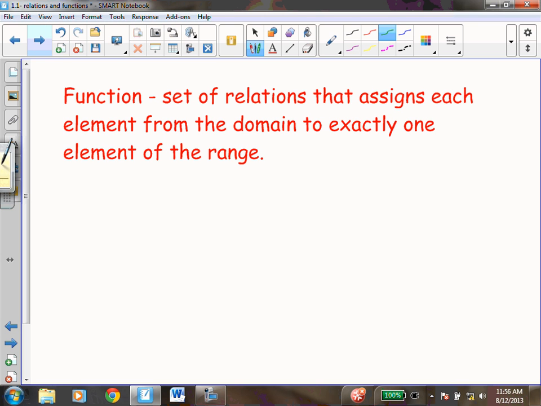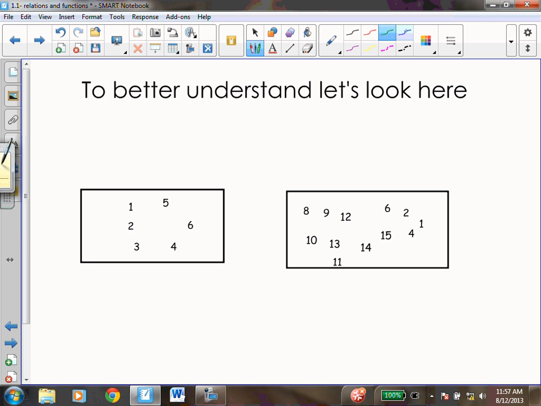A function is a set of relations that assigns each element from the domain to exactly one element in the range. Now, domain is just a fancy way of saying the input values, and range would be the output. Let's look at a picture to help us understand. I'm going to say that this box is my domain, or my input, and this box here is my range.